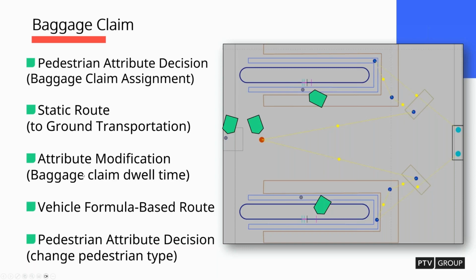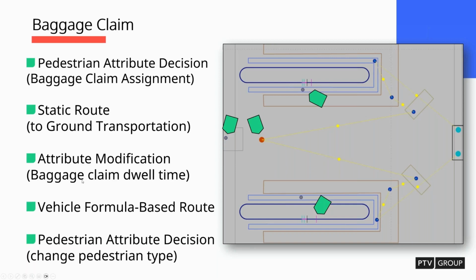Then we have an attribute modification. So when bags do show up on this, because I don't have it running all the time, I have the vehicle input of the bags set so that the bags show up at specific intervals of time. When the bags actually show up, we have an attribute modification that then starts to change the dwell time of the passengers. So from there, it's going to change the dwell times from 99999 to some random distribution based on how long it takes you to pick up your bag.